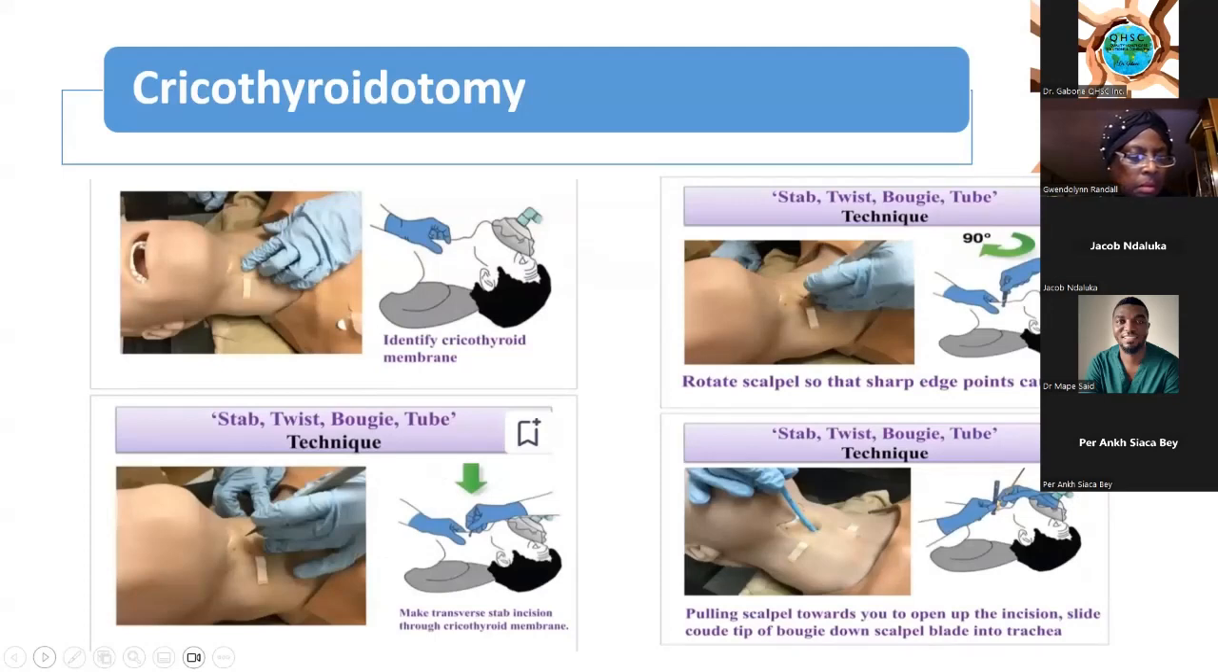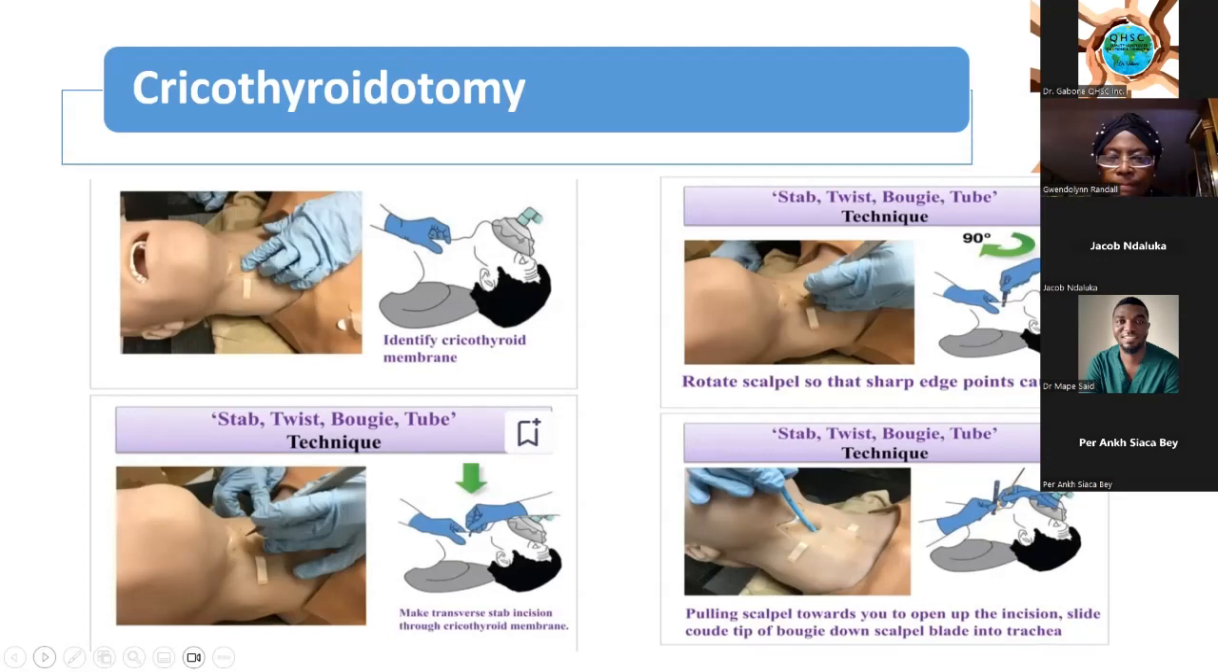So we need to identify the cricothyroid membrane of your patient. You do a scalpel, bougie and tube technique. So you take a scalpel, and you choose the area to allow a bougie to enter. You first use a bougie to guide you to the trachea, and then you will use the endotracheal tube to insert over the bougie, which will lead you directly to the trachea. But the most important part is first to identify the cricothyroid membrane, where it's safe to start and to make a cut. And if you make a cut with your scalpel, you will need to rotate the scalpel so that the sharp edge will point caudally, that is down. So this technique will also give you a hint of pulling the scalpel towards you so as to open the incision and then slide it down.